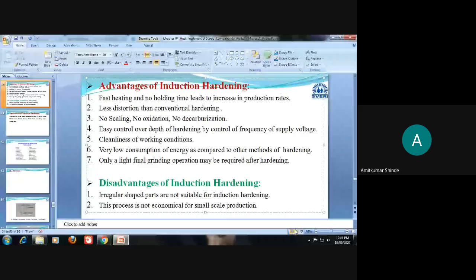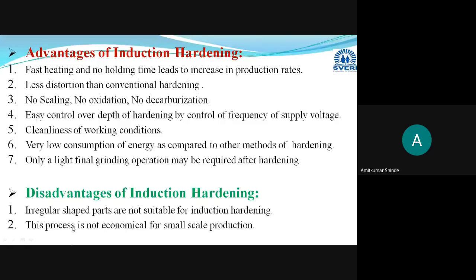And as this process reduces time, it automatically takes a little bit more cost. That's why it is only suitable for mass production. It will not be economical for small scale production. Okay, so these are certain disadvantages of this process.